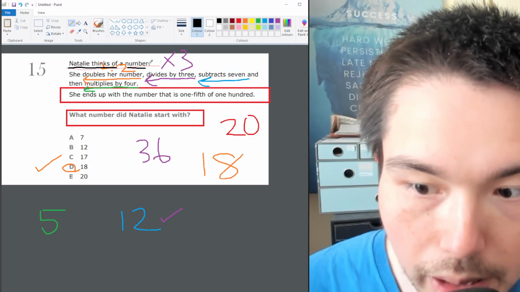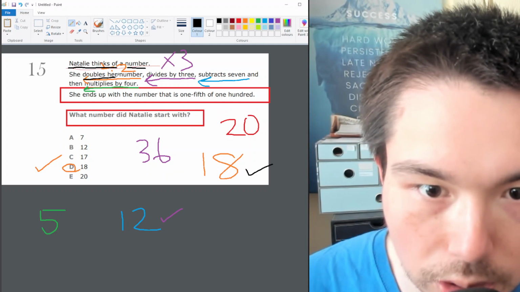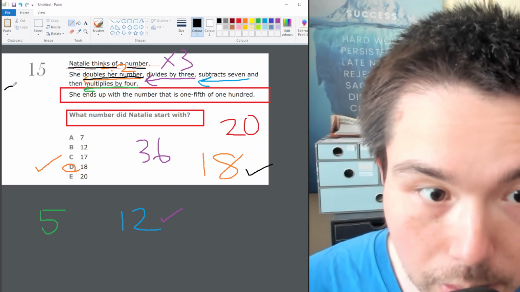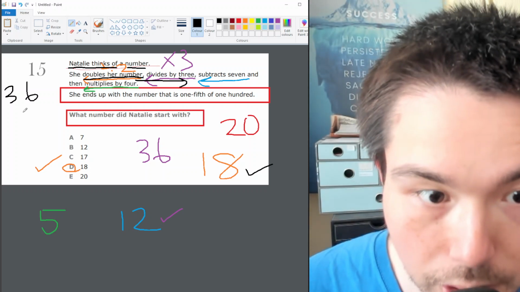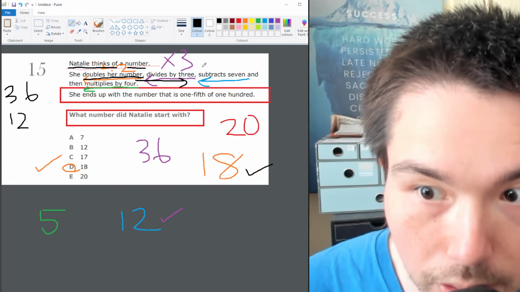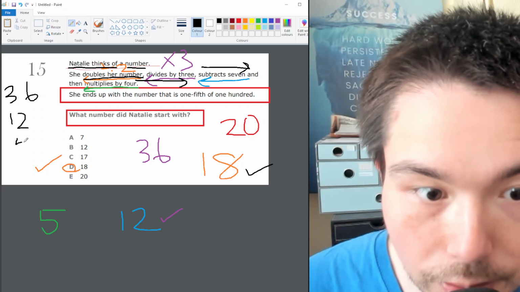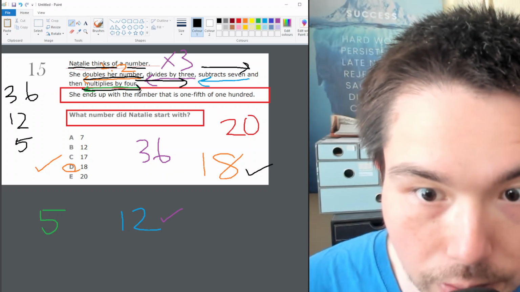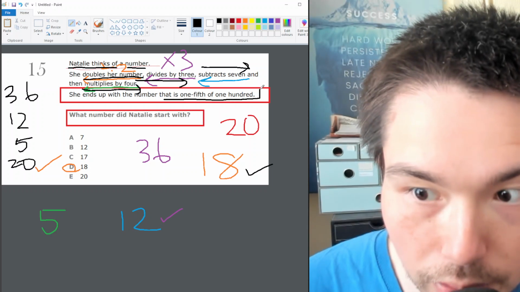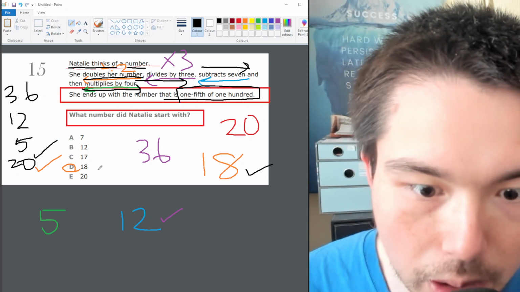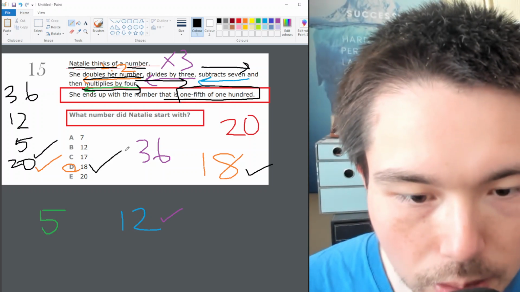Natalie thinks of 18. What's she going to do to it? She's going to double. 18 times 2 is 36. Then we're going to divide by 3. 36 divided by 3 is 12. Then we're going to subtract 7, which is 5. And now we're going to times by 4, which is 20. And she ends up with the number that is 1/5 of 100, which is 20. So there we go. D is the answer. Next question.